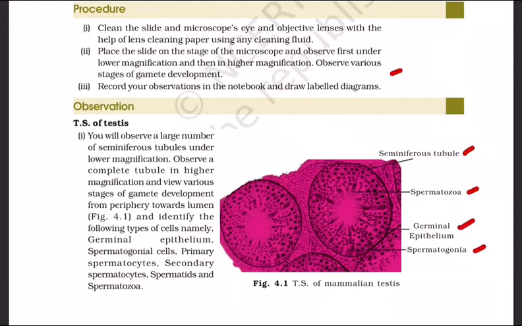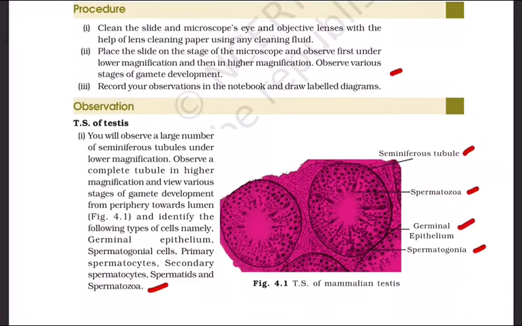Now you must be having clarity. Spermatogonia, spermatozoa. Now you will observe a large number of seminiferous tubules under lower magnification. Observe a complete tubule in higher magnification and view various stages of gamete development from periphery towards lumen. And identify the following types of cells: germinal epithelium, spermatogonial cells, primary spermatocytes, secondary spermatocytes, spermatids, and finally sperms, that is spermatozoa. So you need to write again in the past tense that you have observed this.